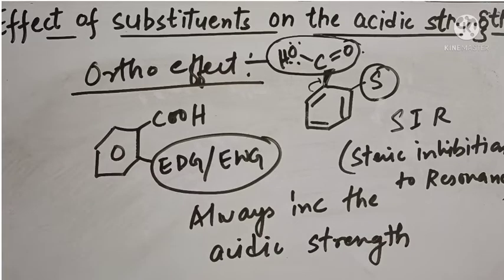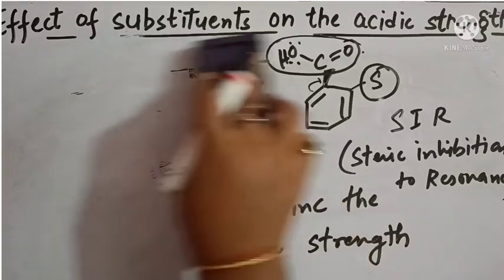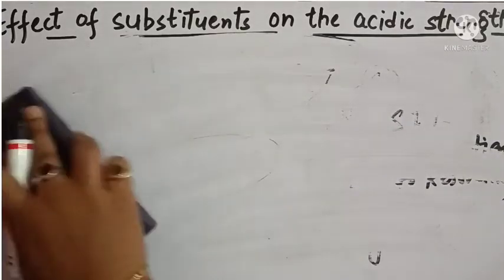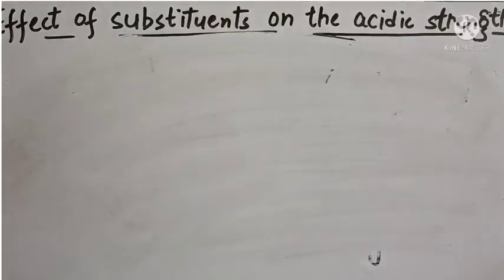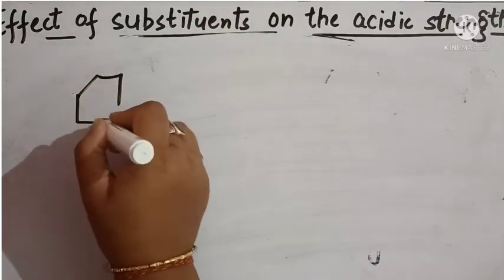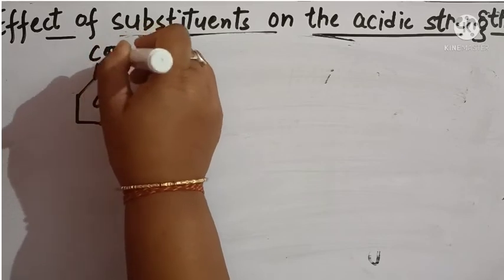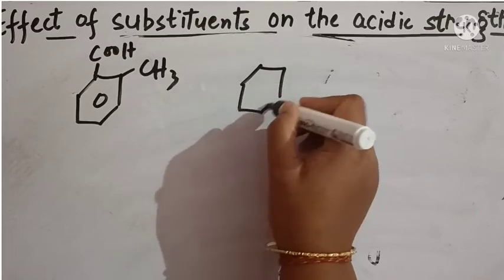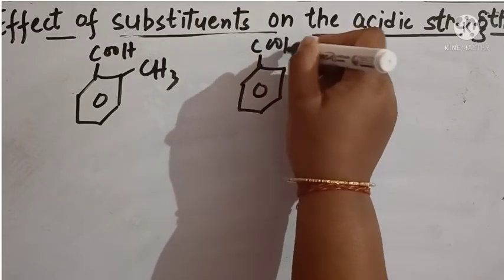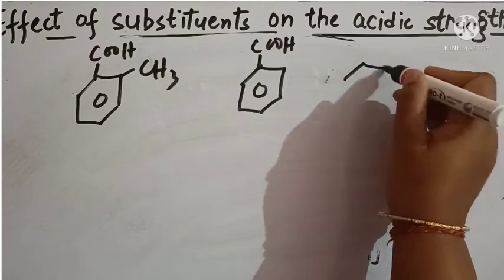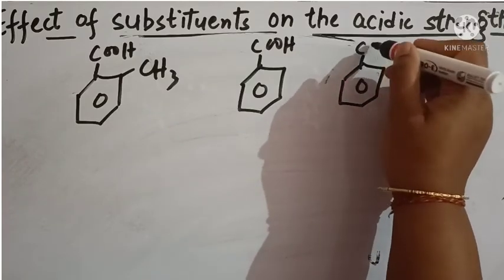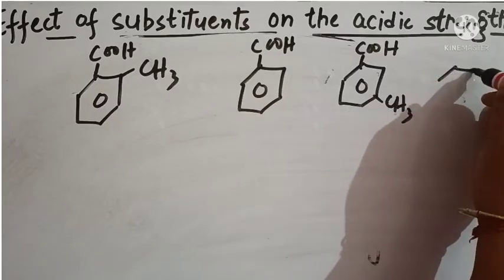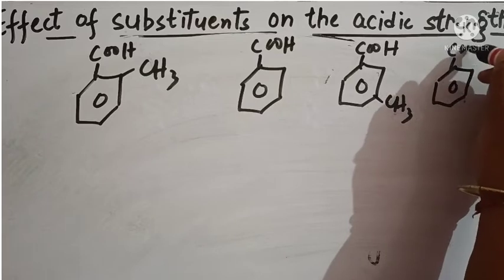Okay, so if we just see some of the series, or in the sense if we just see the pK value of some of the compounds, so basically, if I take the toluic acid along with the benzoic acid, this one is orthotoluic acid, then this is the benzoic acid. If I write this one is metatoluic acid, and here this one is the paratoluic acid.